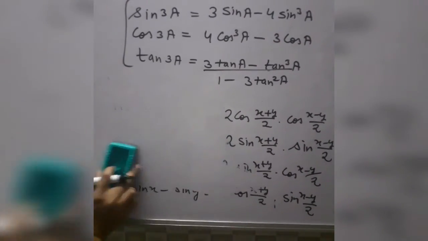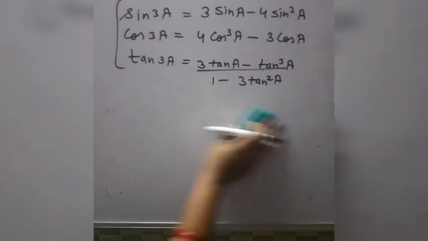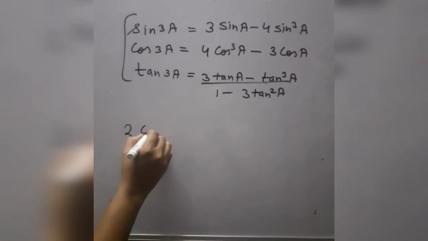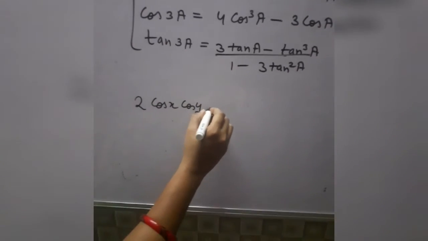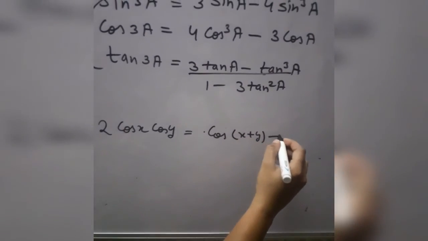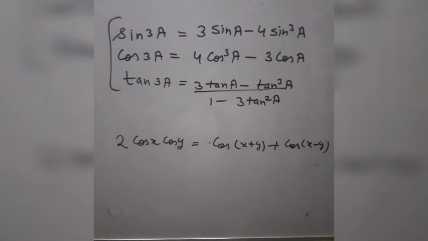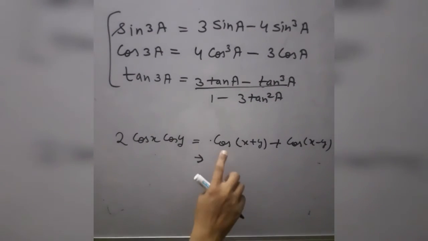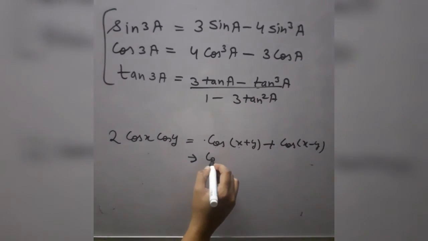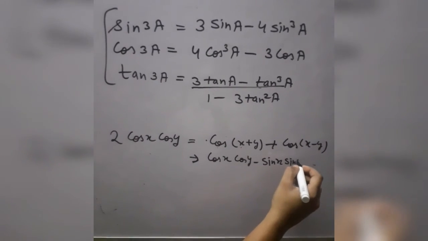And the last four formulas of this exercise are the reverse of these formulas. Now, if 2 cos x cos y is there, then it can be written as cos (x plus y) plus cos (x minus y). You can prove this also, because all of you know the formula for cos (x plus y). Cos (a plus b) is cos a cos b minus sin a sin b.